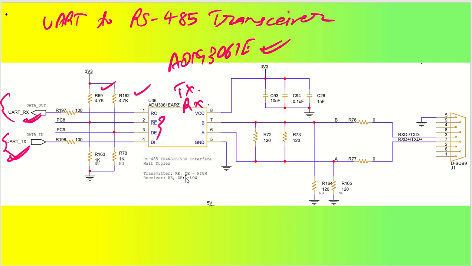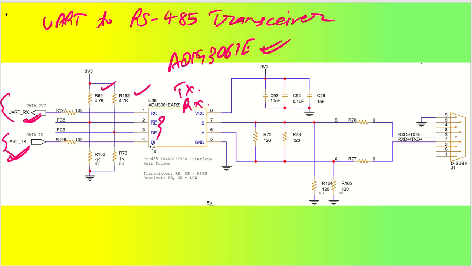Okay, you can see if both of them are high, it will act as a transmitter. If both of them are pulled low, then you have to utilize these two, and these two you can demount, like you do not put it on the PCB. So then it will act as a receiver.